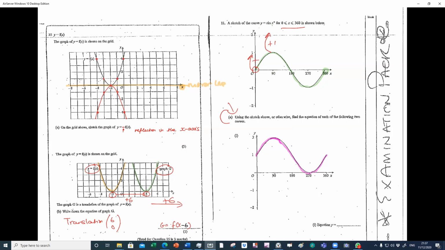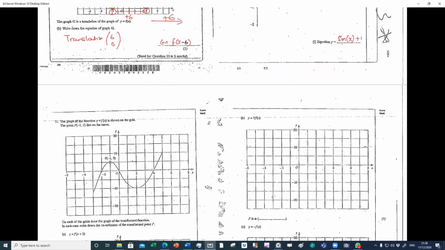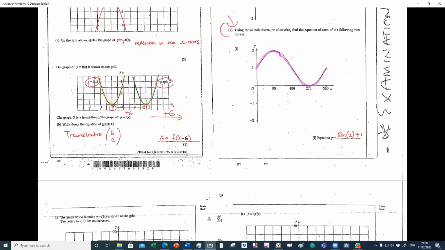Fantastic. So how do you write it down then? Do you put the 1 inside or outside? You put it outside. Beautiful. Sine of x plus 1 means you're translating everything up by plus 1 in the y direction. Fantastic. Now, have they got us any more?